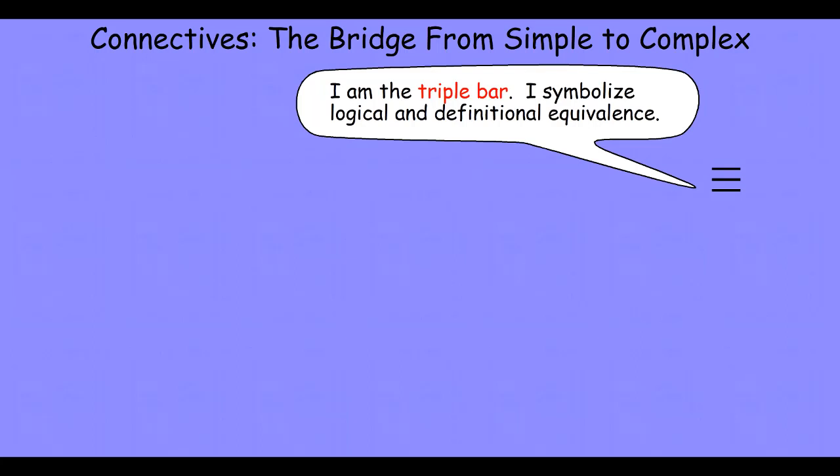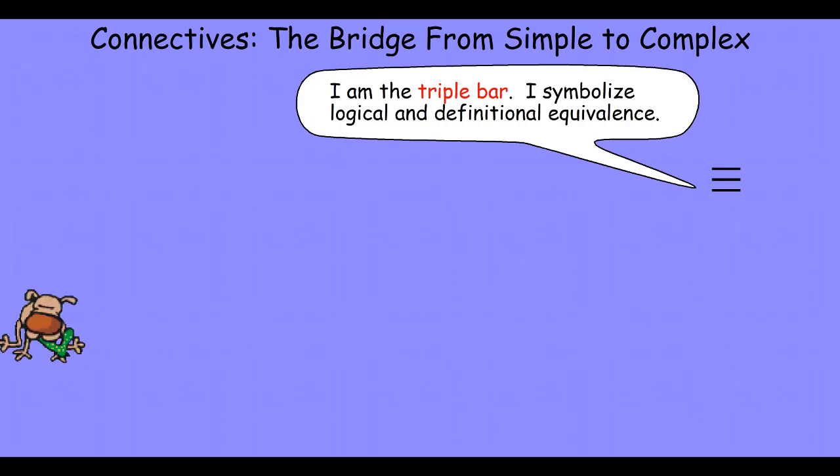Our last binary connective, the triple bar, will round out our connectives for our logic. We have one unary connective, the tilde, which asserts negation, and four binary connectives: the dot, the wedge, the horseshoe, and now the triple bar. The triple bar just symbolizes logical or definitional equivalence. It says both of these statements have the same truth value.